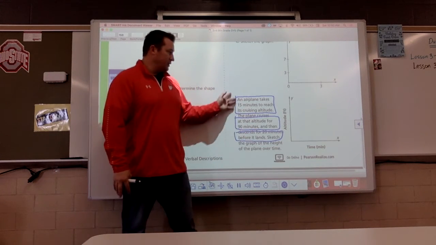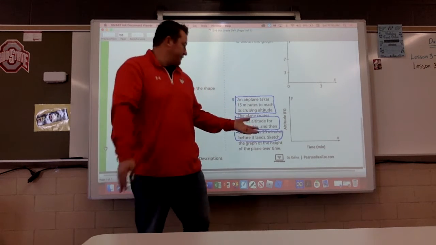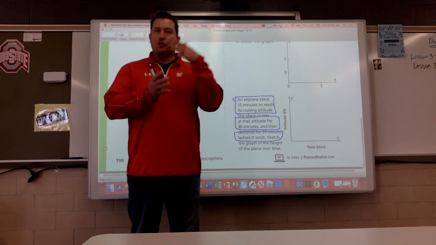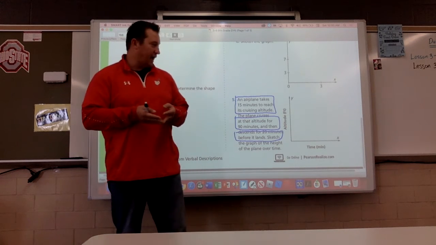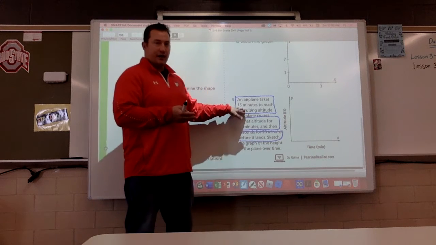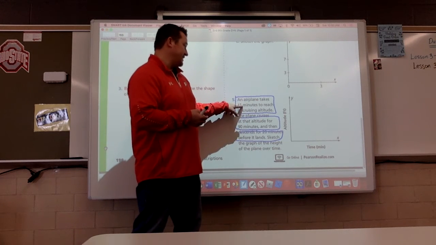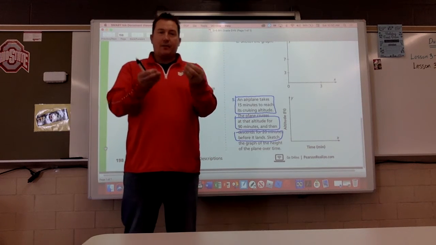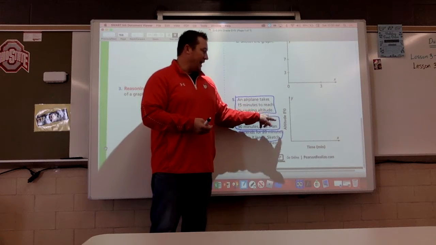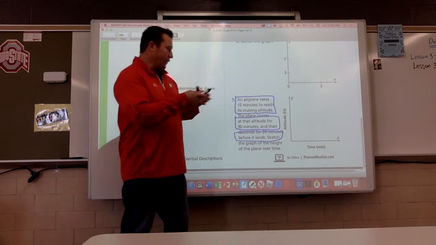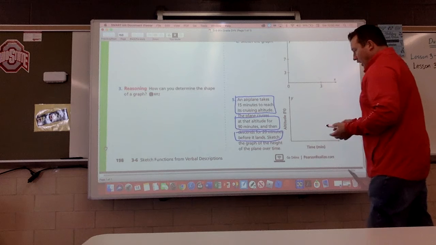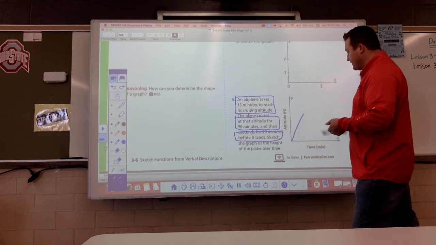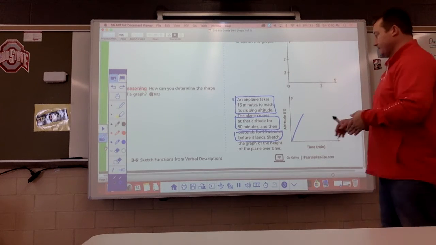If I'm given a few sentences and I have to sketch this graph, read through it and figure out how many intervals we're going to have. This one's going to have 3. In my first interval, it takes 15 minutes for the plane to reach its cruising altitude. So we have to think about the relationship between altitude and time. Well, the first 15 minutes, people, the altitude is increasing. So we're going to start here, and for 15 minutes, we're increasing.